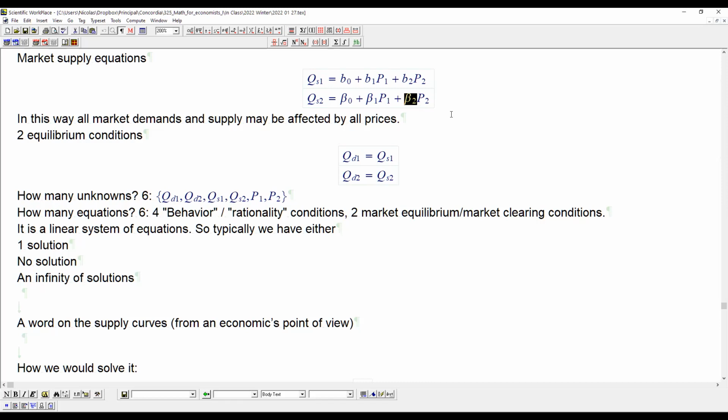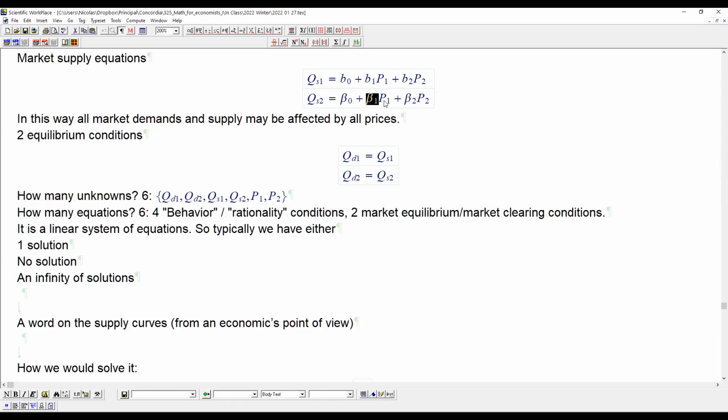What's the sign? Is it positive, negative? Yes, it's positive. It's a supply curve. So if the sales price goes up, then I want to sell more. Good, I want to produce more. But what about beta 1?